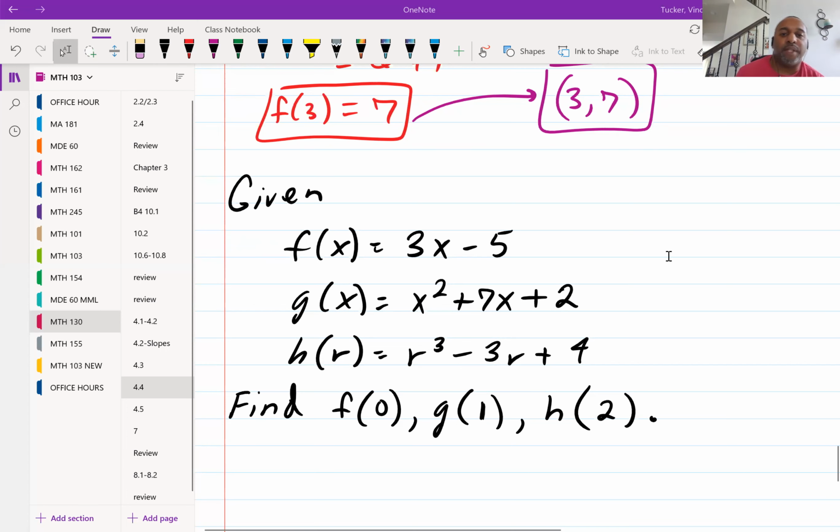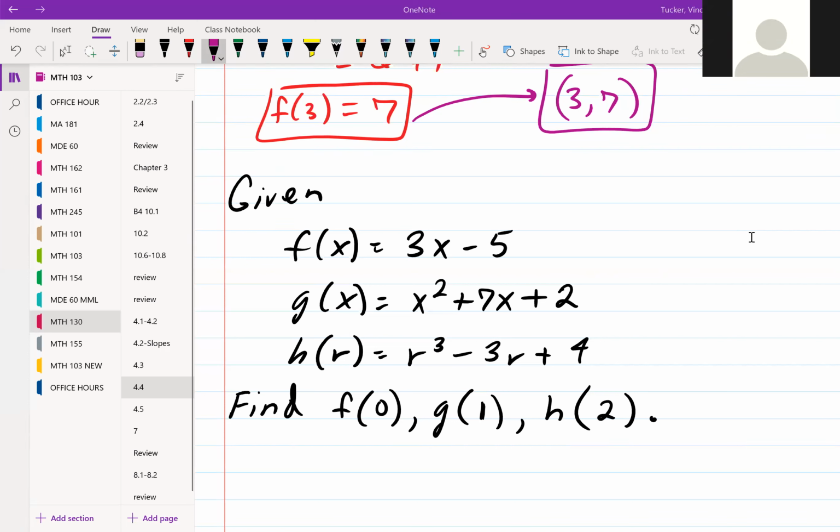So they give us these functions. We got f of x is equal to 3x minus 5. g of x is equal to x squared plus 7x plus 2. Then h of r is r cubed minus 3r plus 4. And they tell us to find f of 0, g of 1, h of 2. So we're just plugging in everything for what you have next to f, g, and h.